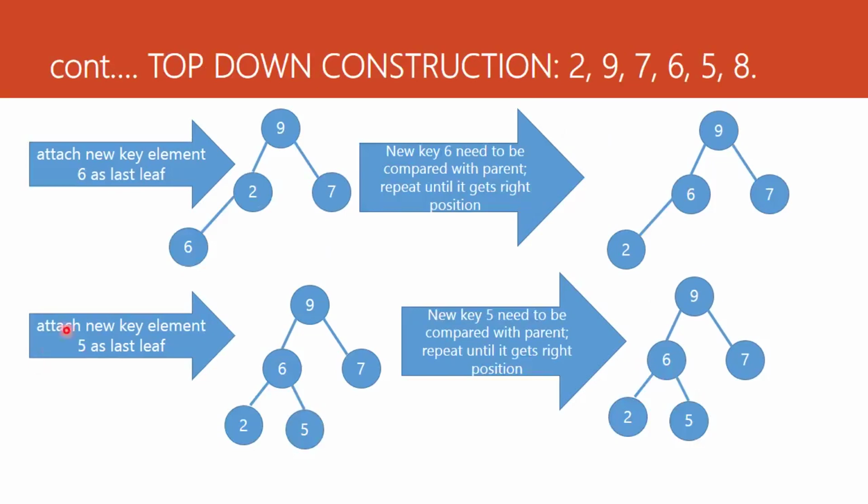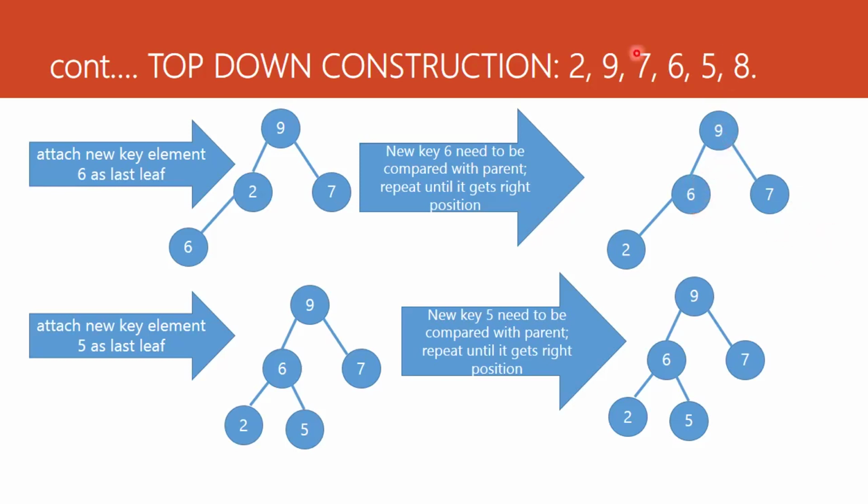So I have attached 6 as the last leaf to 2, and then you check whether after attaching 6 the tree satisfies the parental dominance property or not. That means 6's parent has to be bigger. So 6's parent is not bigger, so you need to swap it. Then again 6 needs to be checked with its parent. So now it satisfies the parental dominance as its parent is greater or equal to 6.